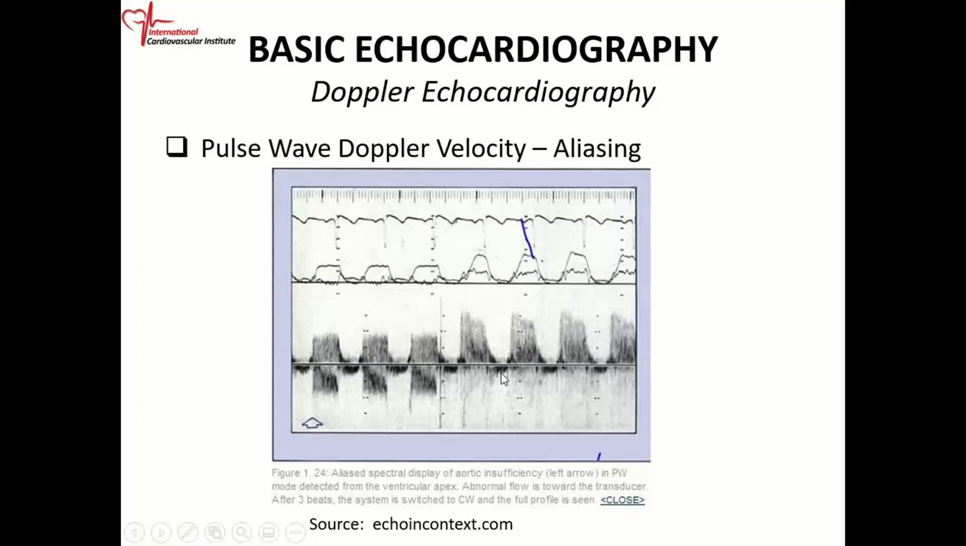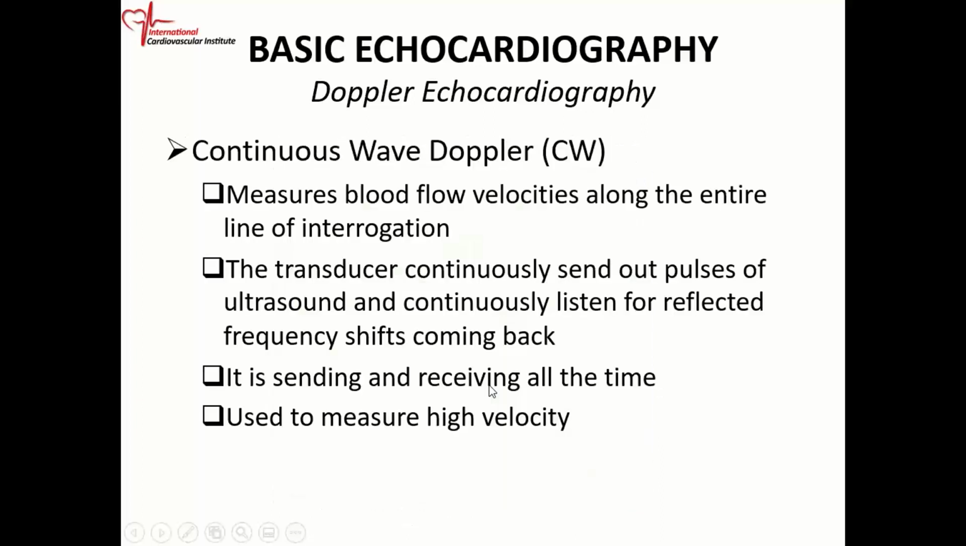Whereas if you use a modality that can measure higher velocity, you can see the full spectral display. Okay, it goes up to 3 meters per second, and you can see the whole thing, and it doesn't put anything at the bottom. Okay, so that modality, if you have high velocity, is what we call continuous wave Doppler. So if you have high velocities and you want to measure the velocity and get gradients and stuff like that, you have to use continuous wave Doppler.